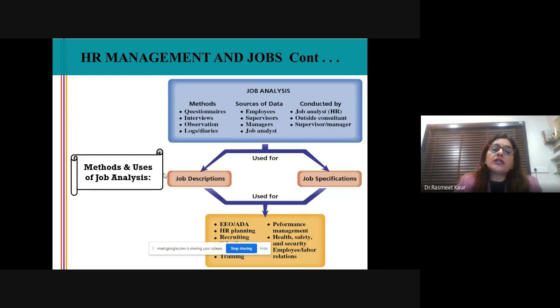Then the fourth method could be the logs and the diaries. Nowadays, we do not have these logs and diaries. These were the traditional methods which were used. Basically, logs and diaries give you a kind of report. If, let's say, there is too much absenteeism, retrenchment, employees are leaving the organization, or every time medical excuses are given, I would say that you are not able to retain the employees in the organization.